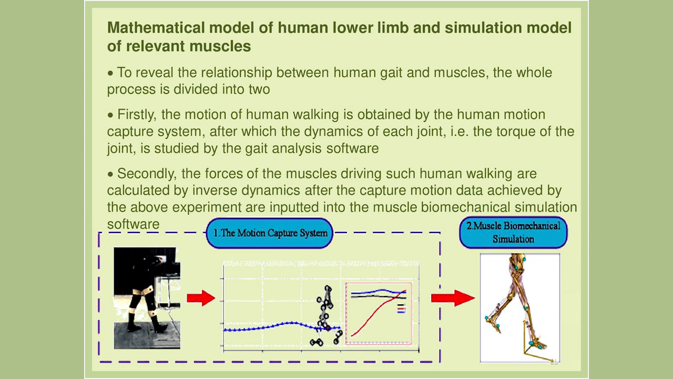To reveal the relationship between human gait and muscles, the whole process is divided into two parts. Firstly, the motion of human walking is obtained by the human motion capture system, after which the dynamics of each joint, that is, the torque of the joint, is studied by the gait analysis software. Secondly, the forces of the muscles driving such human walking are calculated by inverse dynamics after the captured motion data achieved by the above experiment are inputted into the muscle biomechanical simulation software.